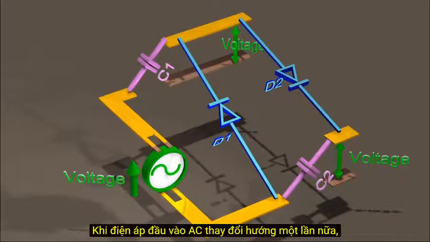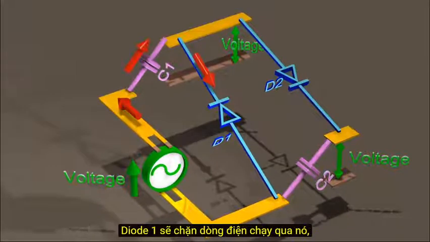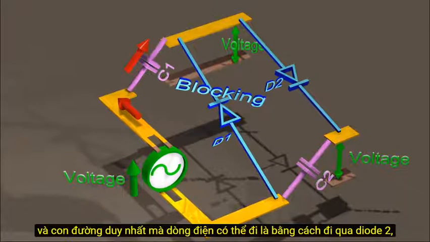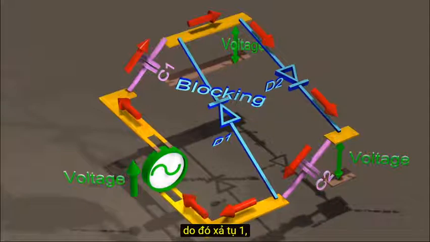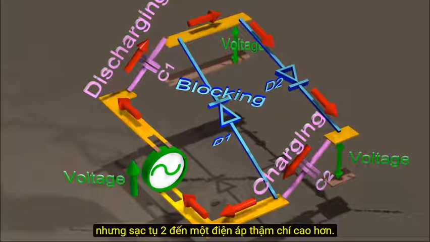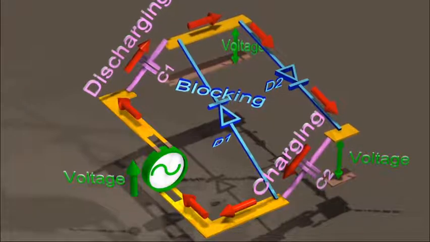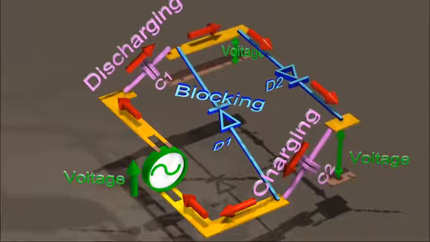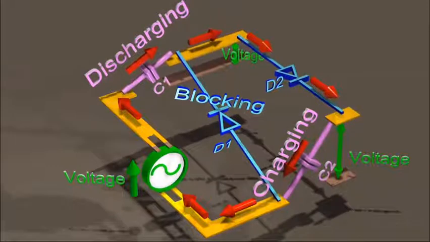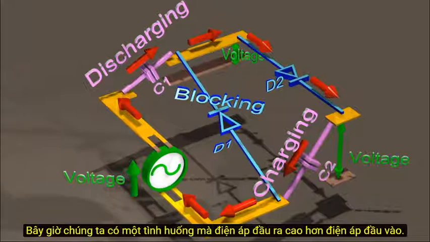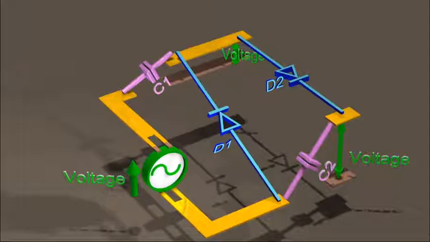When the AC input voltage changes direction yet again, diode 1 will block current from flowing through it, and the only path the current can take is by passing through diode 2, thereby discharging capacitor 1, but charging capacitor 2 to an even higher voltage. We now have a situation where the output voltage is higher than the input voltage.